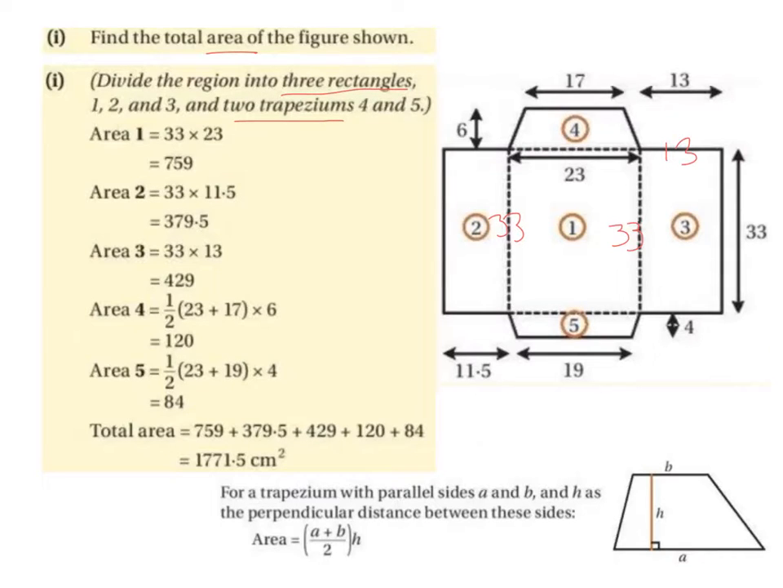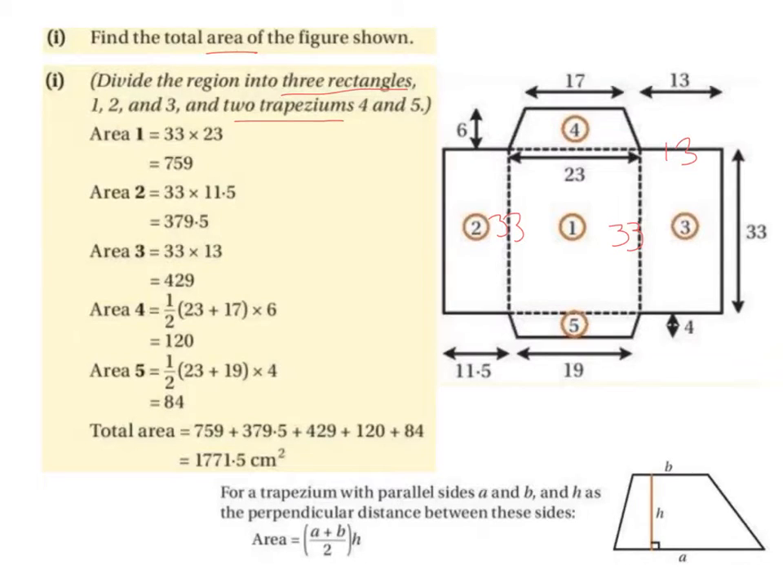Next, we want to figure out the areas of the trapeziums. So for a trapezium with parallel sides A and B and H as its perpendicular distance between the sides, we get the formula area equals (A plus B) divided by 2 multiplied by H. So here's an example of a trapezium. So the A and the B are the parallel sides, and the H is the distance between them, the perpendicular distance. So if we have a look at our trapezium at the top here, the A and the B is going to be 17 and 23, and the perpendicular distance between them is going to be 6.